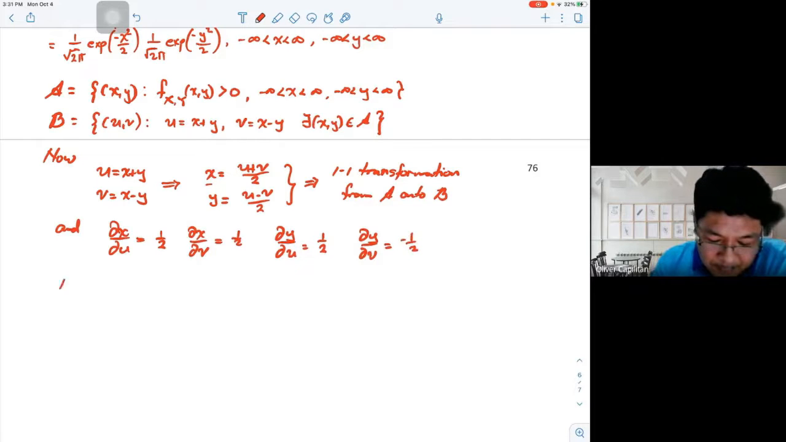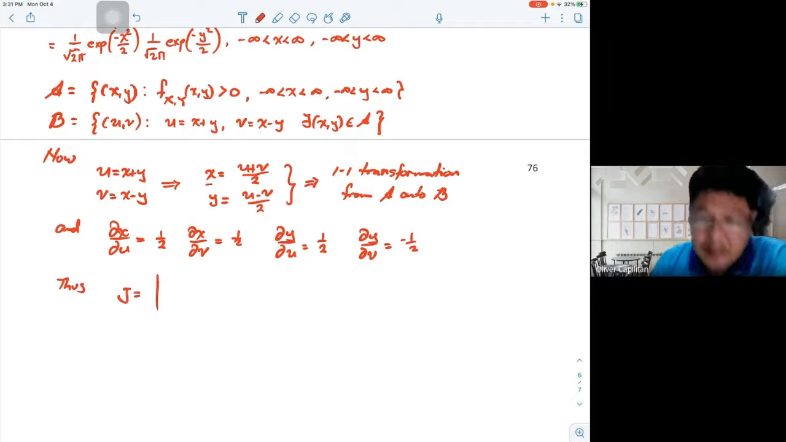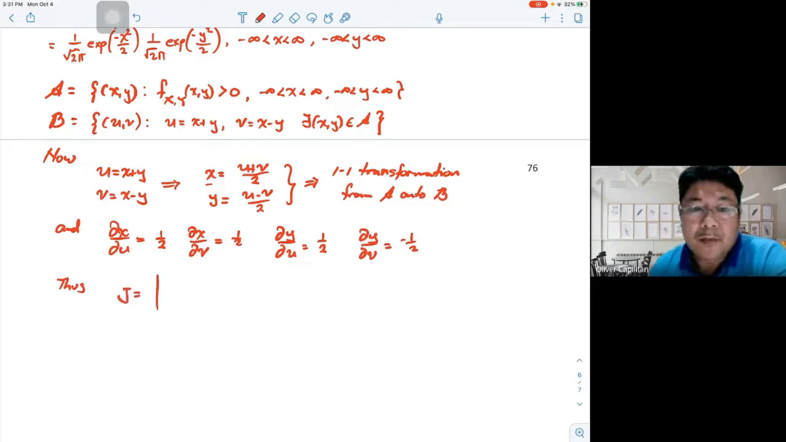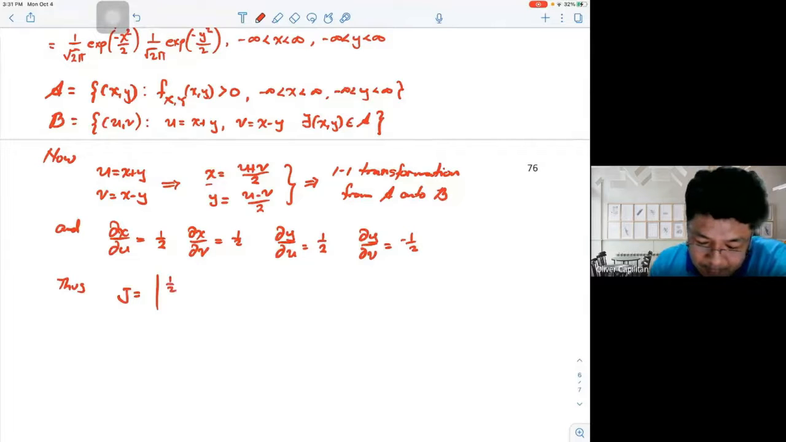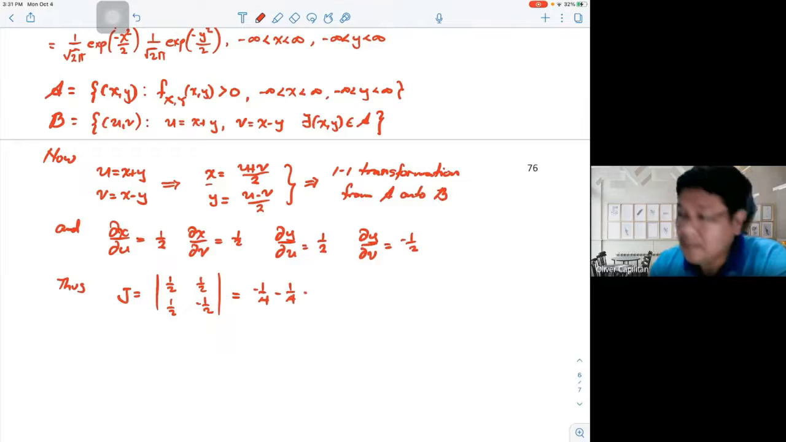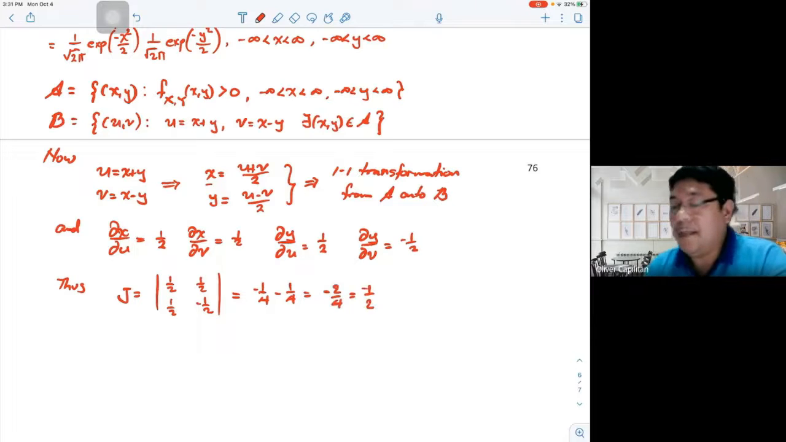Thus, the Jacobian of our transformation is the determinant of the matrix of the partial derivatives. We have 1 half, 1 half, 1 half, negative 1 half. So we have here negative 1/4 minus positive 1/4. Okay. So the answer is negative 2/4. So we have here negative 1 half.